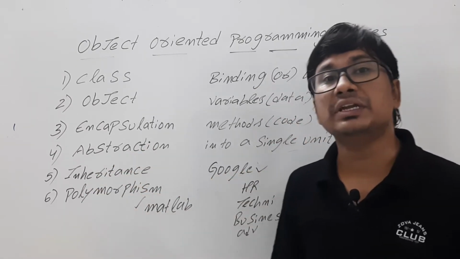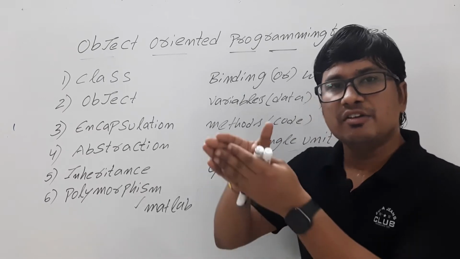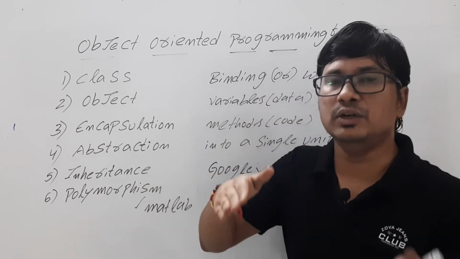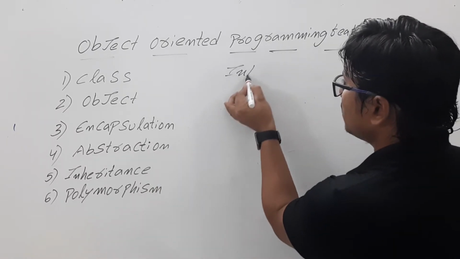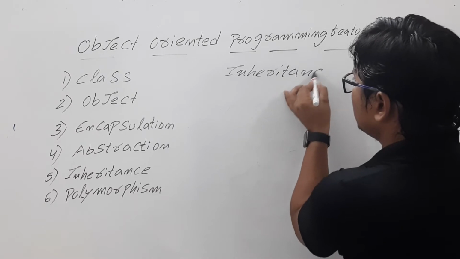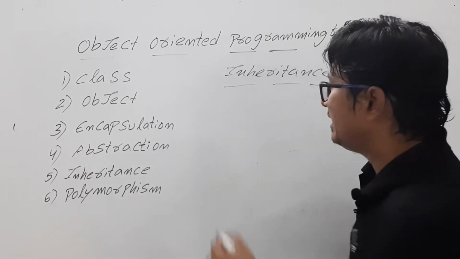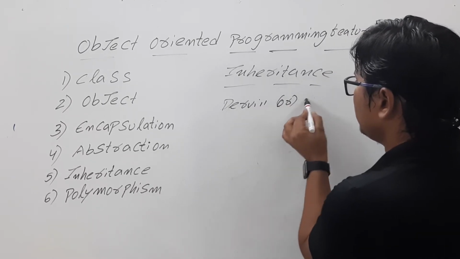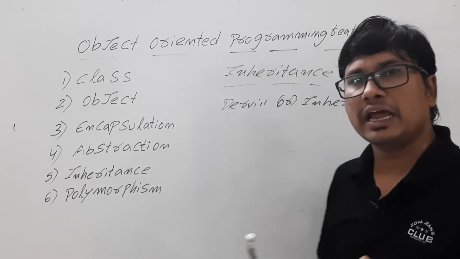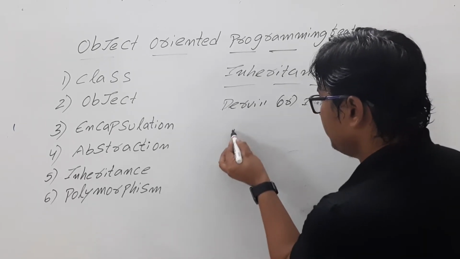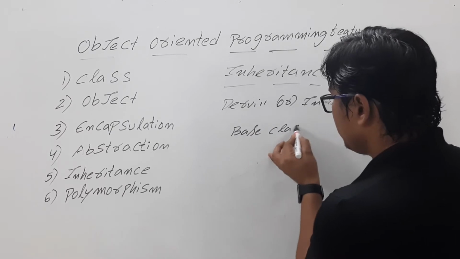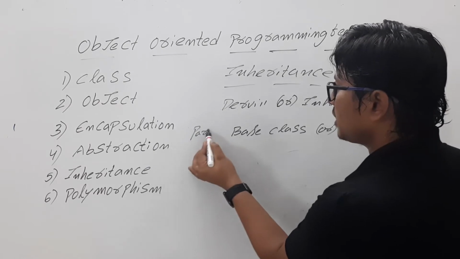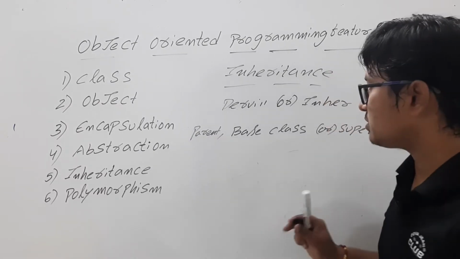Now let me discuss inheritance. Inheritance is deriving or inheriting the properties from one class into another class. Inheritance will derive or inherit the properties of one class to another class. Like you will have a base class, or super class, or parent class. You can call it a base class or a parent class or a super class.